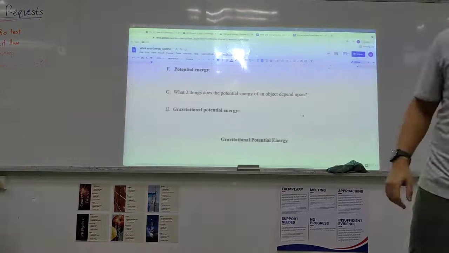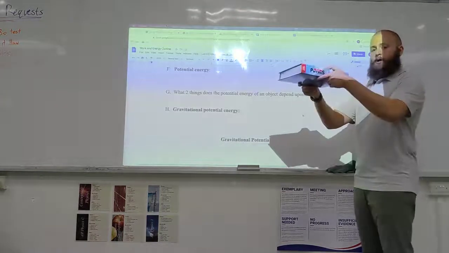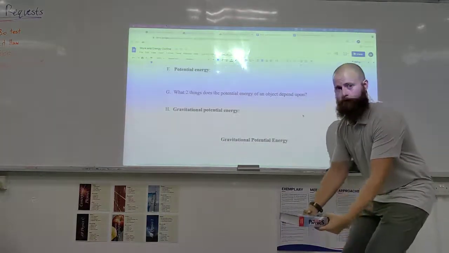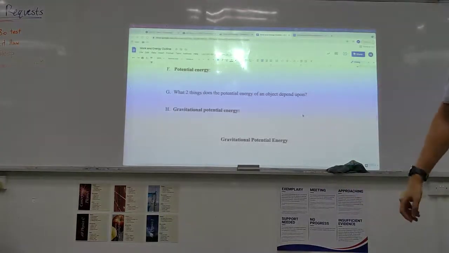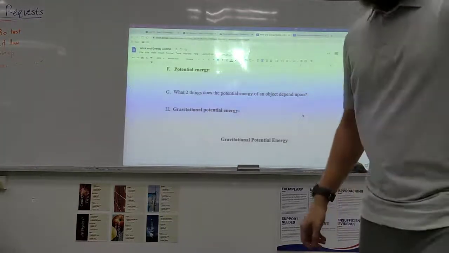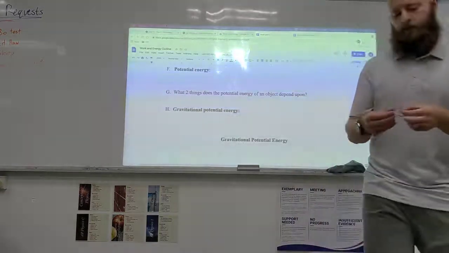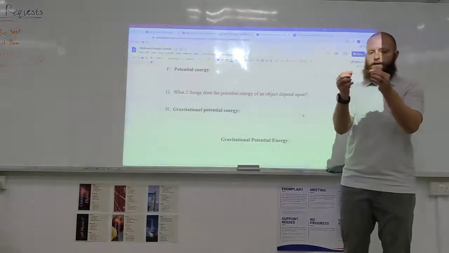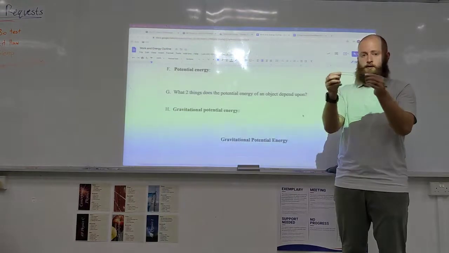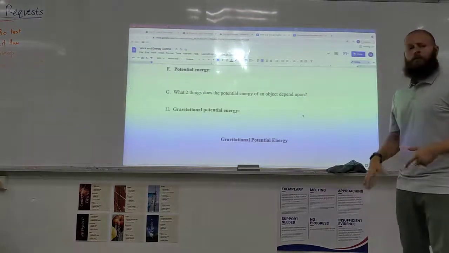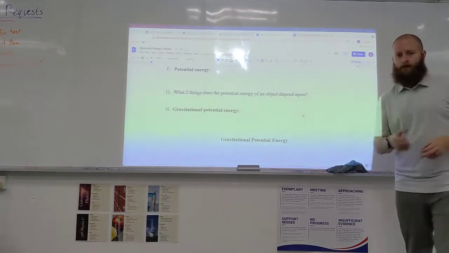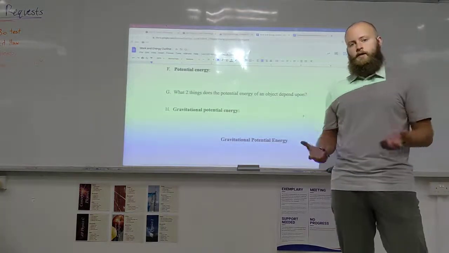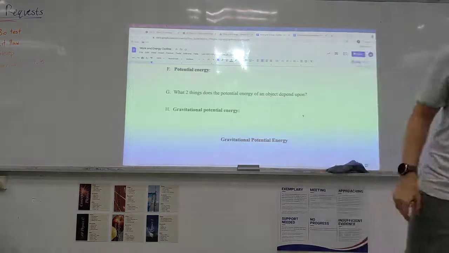For example, if I hold a book up like this, it has the potential to fall, right? So it has the potential to cause the book to move. The other type of potential energy that we'll be talking about is spring potential. If I have a rubber band and I pull it, it also has the potential to move. Now remember, in physics, when we're talking about energy, we're talking about pain, okay?